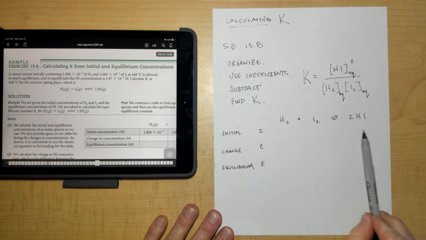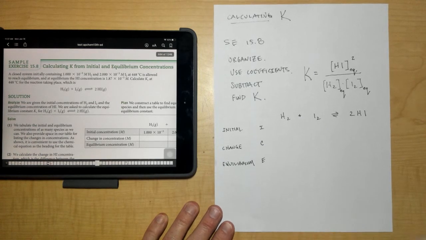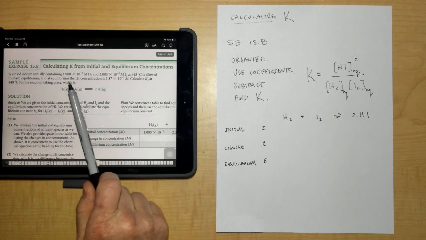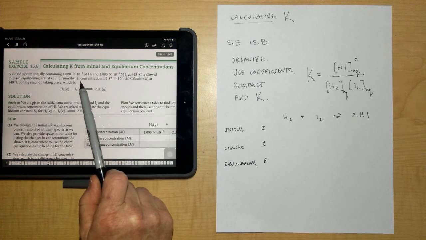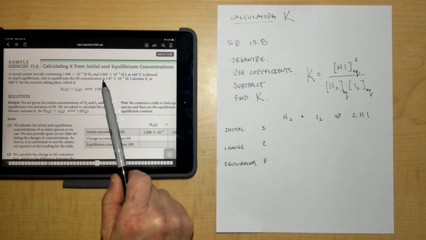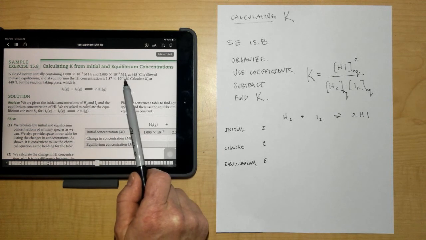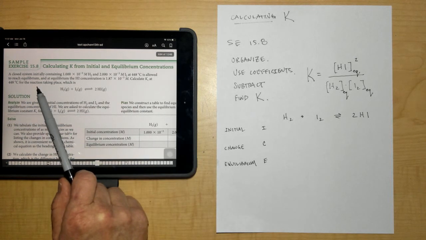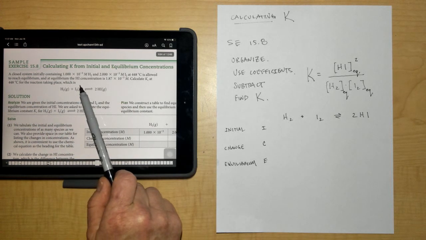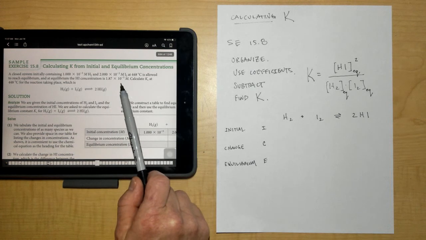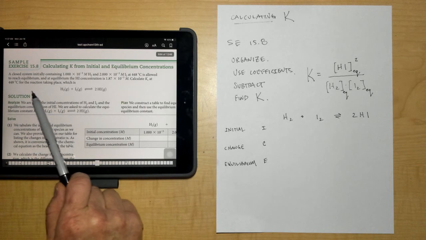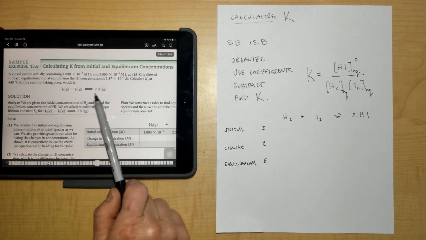So let's go ahead and read the problem, and then you can write this down as I read the problem, and we'll set the entire thing up. It says, a closed system initially containing 1 times 10 to the negative third molar of hydrogen and 2 times 10 to the negative third molar iodine at 448 Celsius is allowed to reach equilibrium. At the equilibrium, the HI concentration is 1.87 times 10 to the negative third molar. Calculate K at 448 for the reaction taking place, and then it gives the reaction right here that I have written down right here.